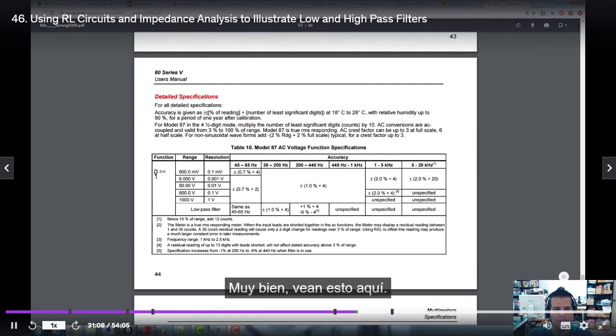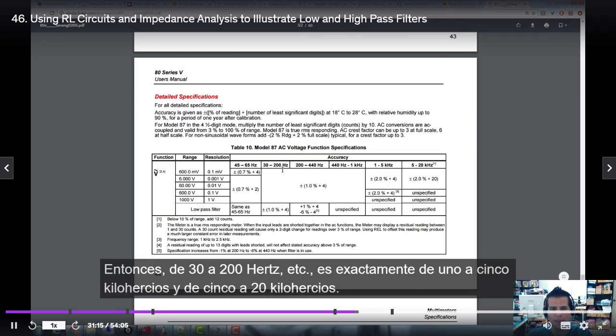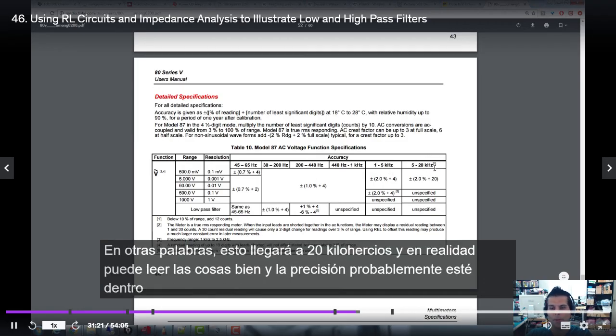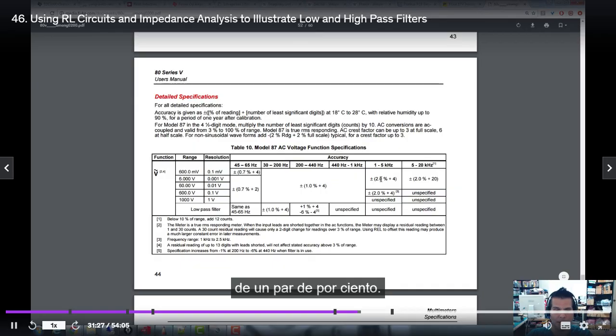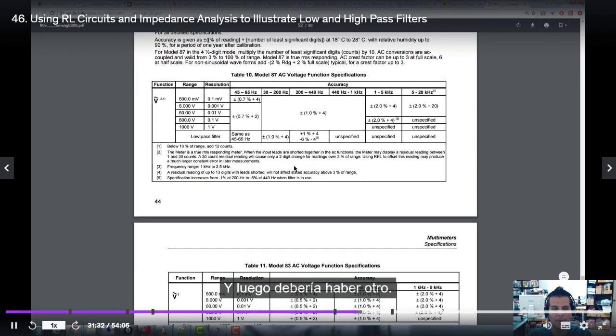All right, so see this right here, voltage with the AC signal on there. So it says this is the accuracy. So from 30 to 200 hertz and so on, it's this accurate, 1 to 5 kilohertz and 5 to 20 kilohertz. In other words, this will go to 20 kilohertz and you can actually read things, all right? And the accuracy is probably within a couple percent, all right? So that's fine. So that's on the voltage, and then there should be another one.